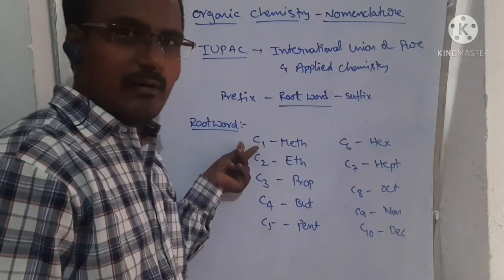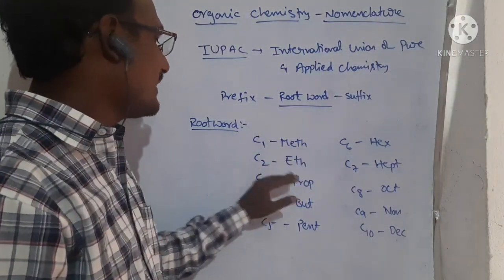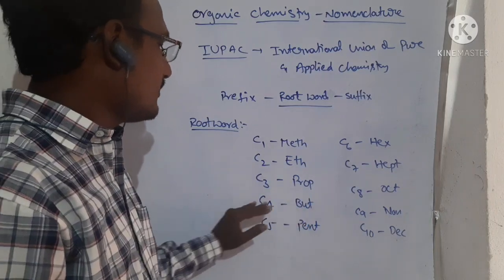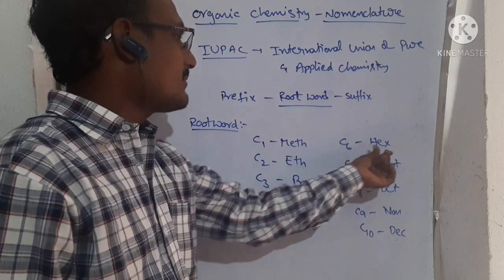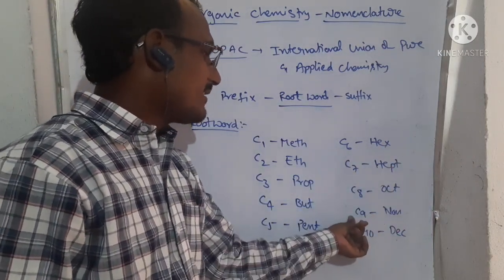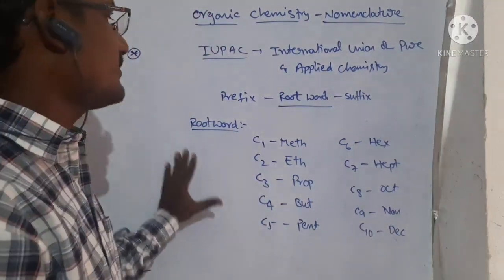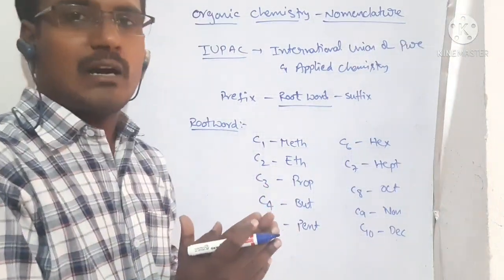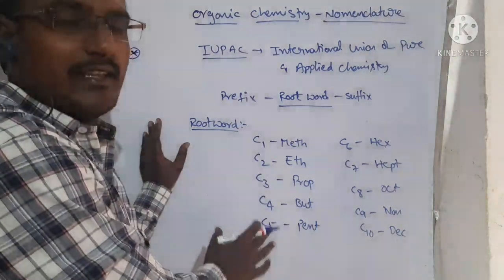So depending upon the number of carbon atoms: C1 means meth, C2 eth, 3 carbon atoms prop, 4 carbon atoms but, 5 carbon atoms pent, 6 carbon atoms hex, 7 carbon atoms hept, 8 carbon atoms oct, 9 carbon atoms non, 10 carbon atoms dec. These are the names of the root words depending upon the number of carbon atoms present in the hydrocarbon. You need to know these things.